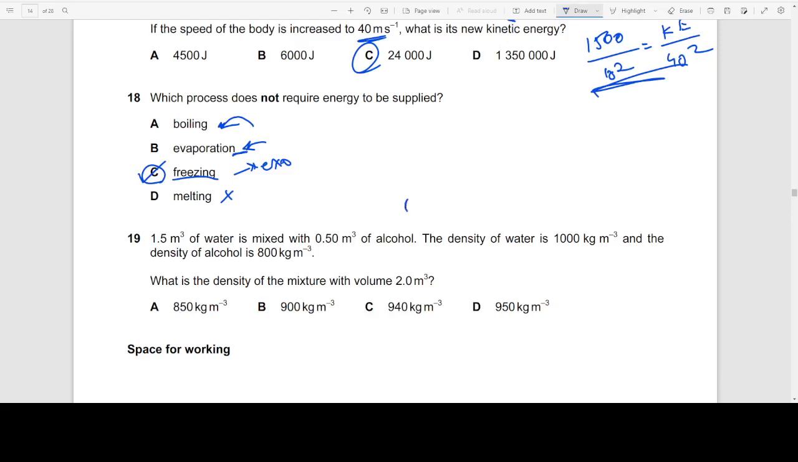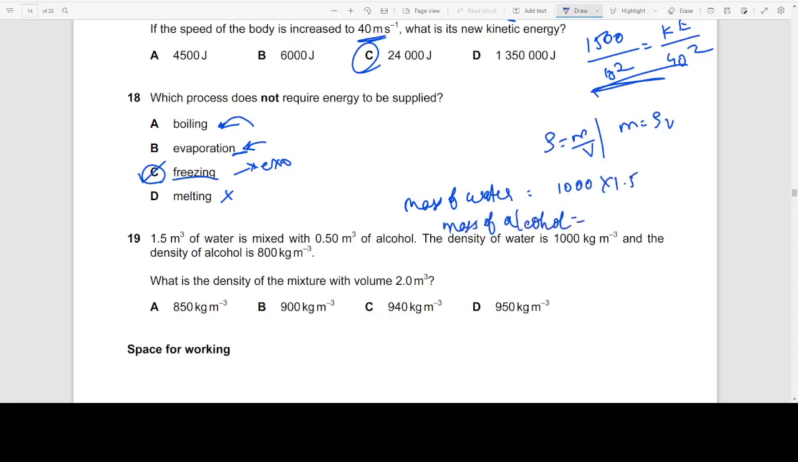So mass of water is... so we know that density is mass upon volume. So mass is density into volume. So density of water is 1000 kilogram per meter cube multiplied by 1.5, and mass of alcohol is 0.5 into 800. Then we can just use this final total volume to find the density of the mixture of both.